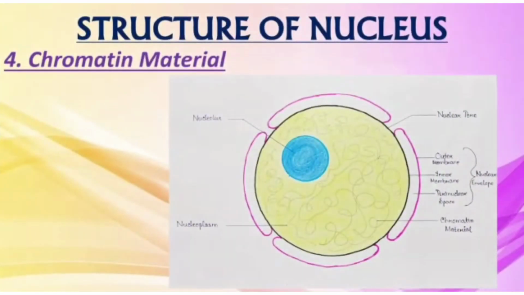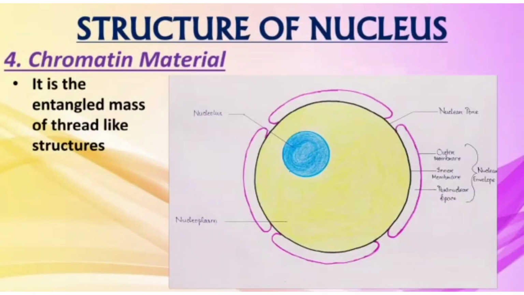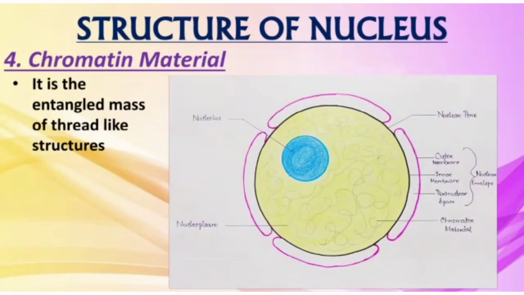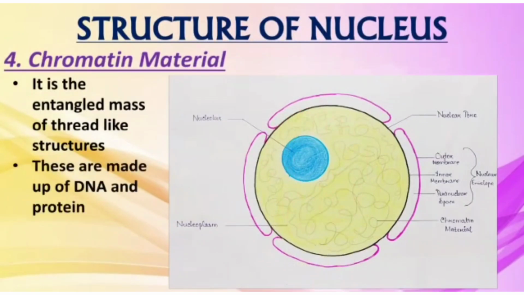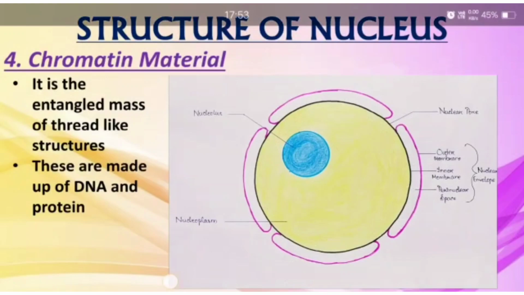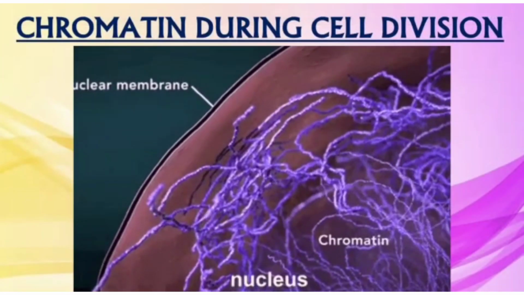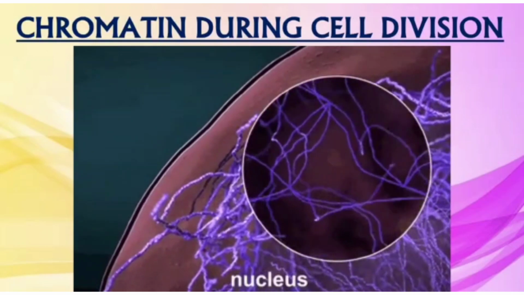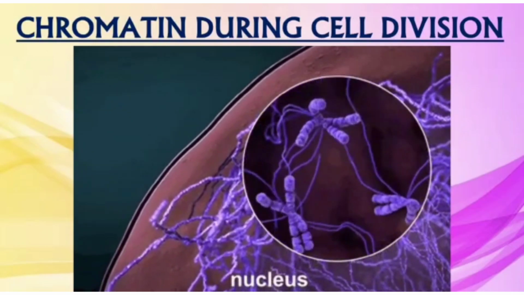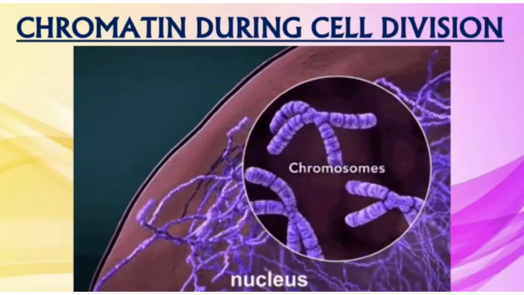The entangled mass of thread-like structures is known as the chromatin material. Here, the grey colored threads are the chromatin material. These are made up of DNA and protein. And this is a video which shows how, during the process of cell division, the chromatin threads get organized into the chromosomes.